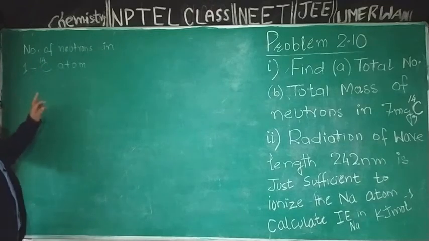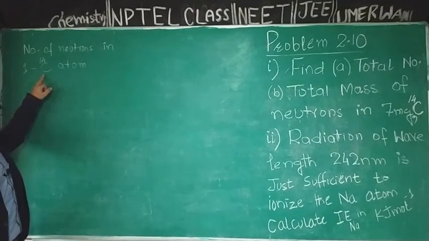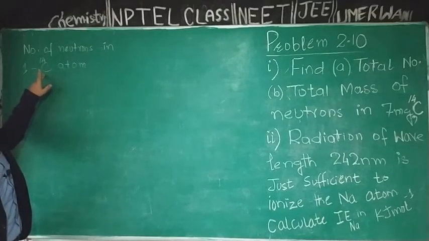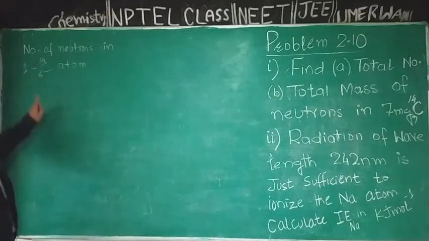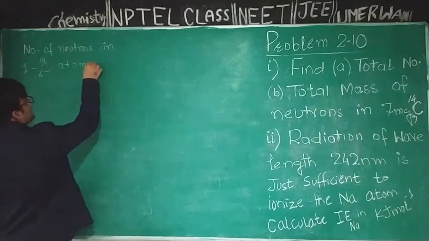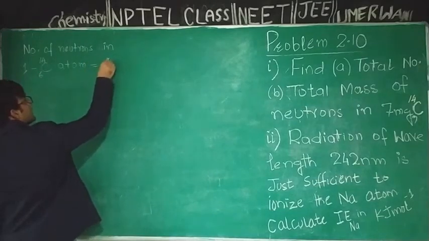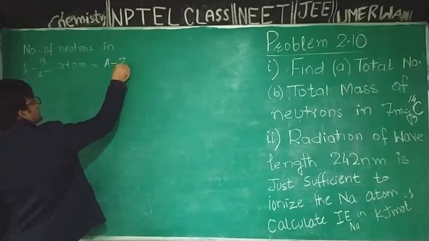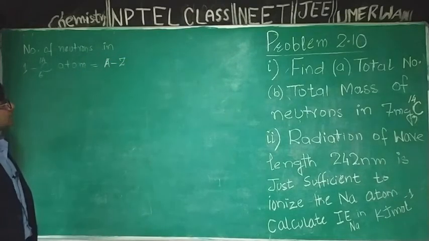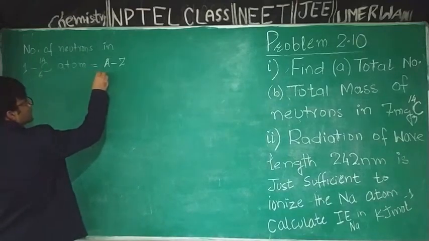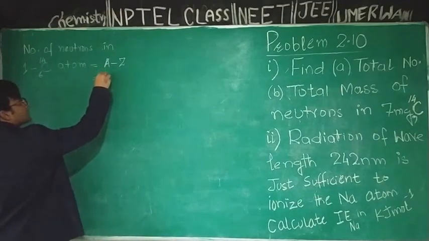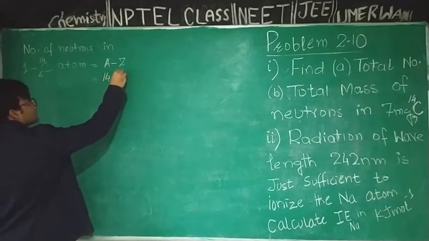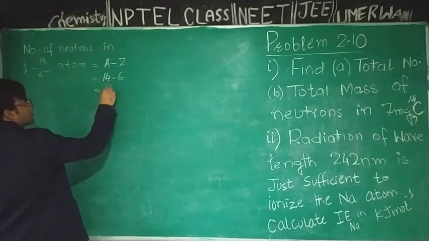We know that the atomic number for all isotopes of carbon is the same, a characteristic of carbon, that is 6. So here atomic number Z is 6, mass number A is 14, and the number of neutrons is calculated by the formula A minus Z, where A is the mass number and Z is the atomic number. For carbon 14, the mass number is 14 and the atomic number is 6, and 14 minus 6 will come equal to 8.